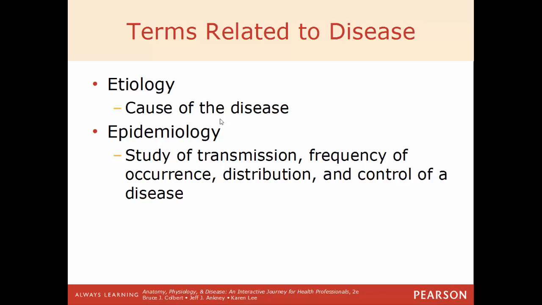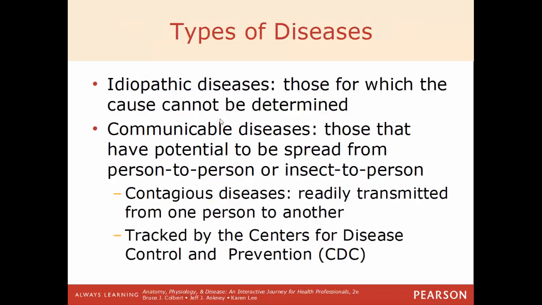Being able to understand how a disease is caused or what causes a disease will influence how it would be spread, how often it may occur, and so on. Now I'll move on to different types of diseases. An idiopathic disease is a disease that there's not a known cause that can be determined. You can't pinpoint it on, is it viral, is it bacterial, is it from a rodent, is it from a tick on a rodent? You just don't know the cause. So those are classified as idiopathic.